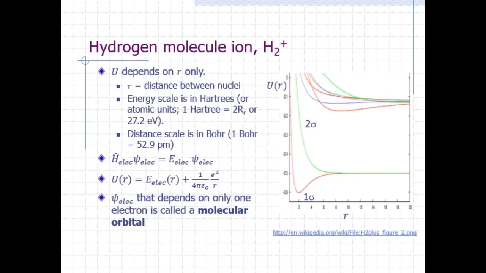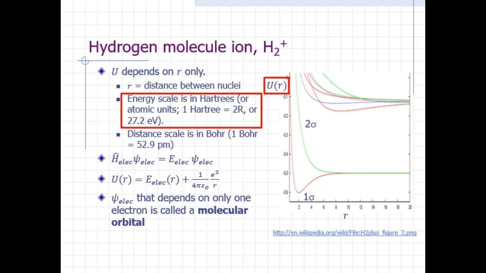Shown here are the molecular potential energy functions for the simplest possible molecule, H2+, which consists of 2 hydrogen nuclei and 1 electron. For diatomic molecules like H2+, the molecular potential energy depends only on the distance, r, between the nuclei. The energy scale for the curves shown here is given in atomic units or hartrees.